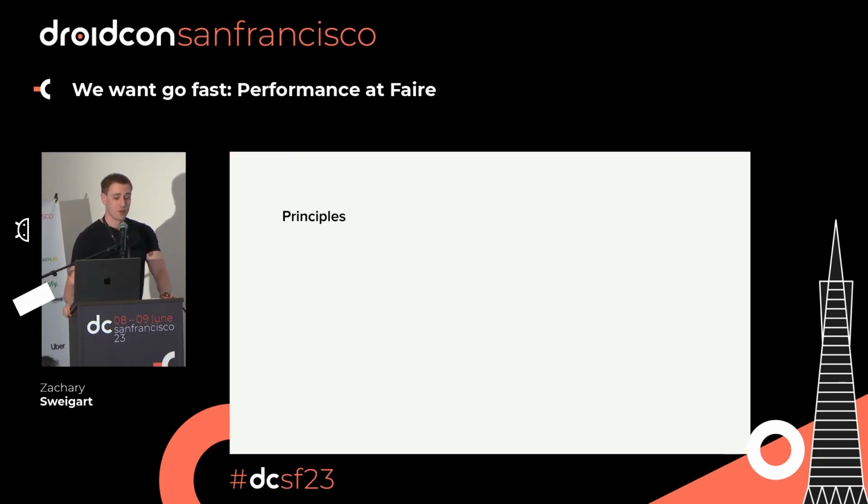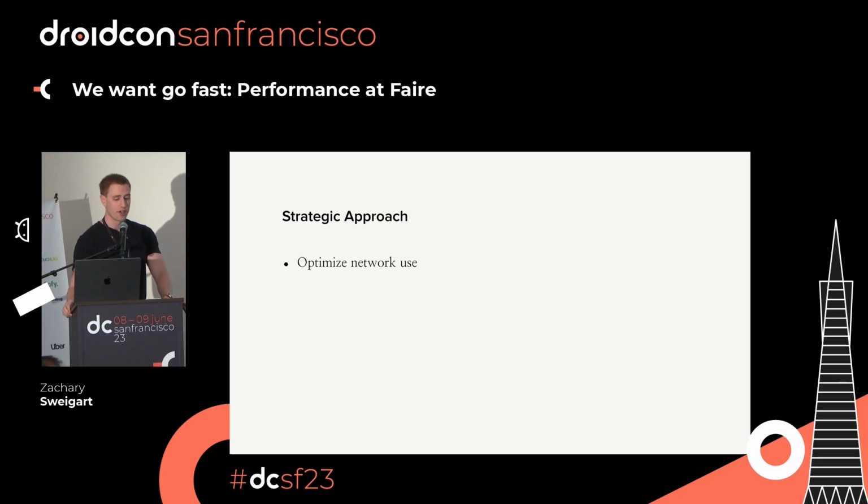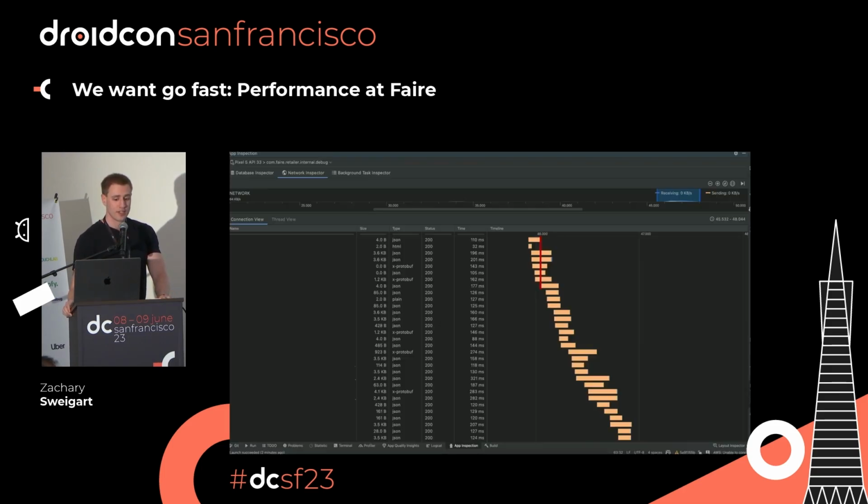Some of the main principles we started focusing on: whenever you're trying to improve speed, you want to eliminate duplicate work, wasted work, unnecessarily serial work, or any non-blocking work that is blocking. In a more strategic approach, we wanted to first optimize our network use, unblock the screen as early as possible, and cache and prefetch data. Starting with optimizing network use.